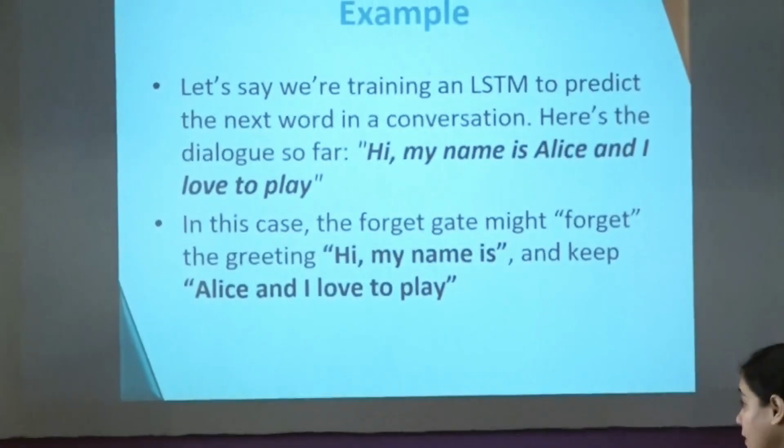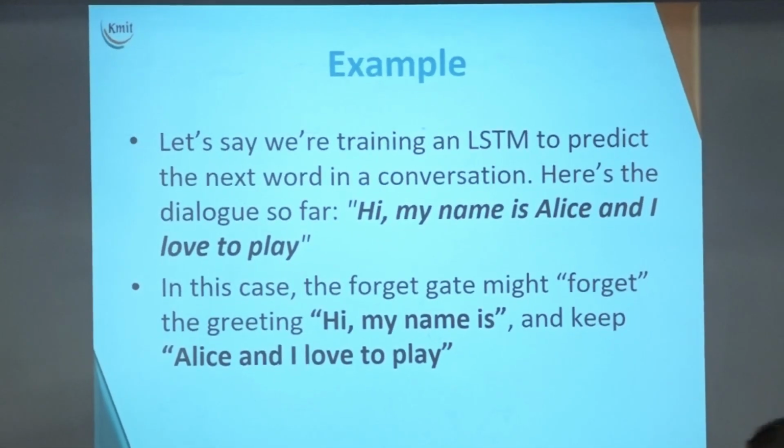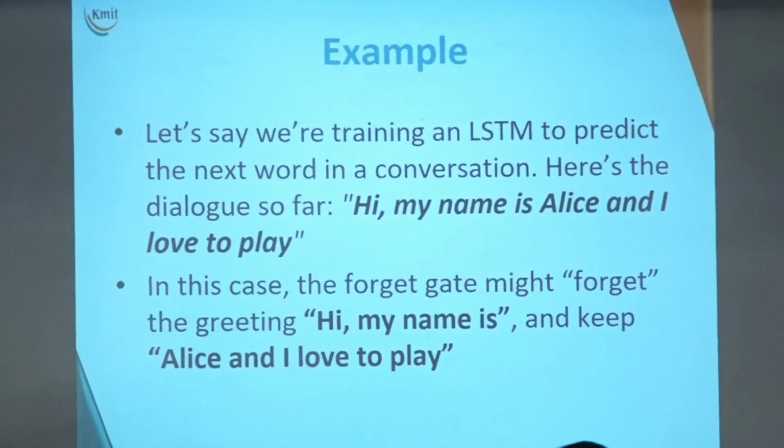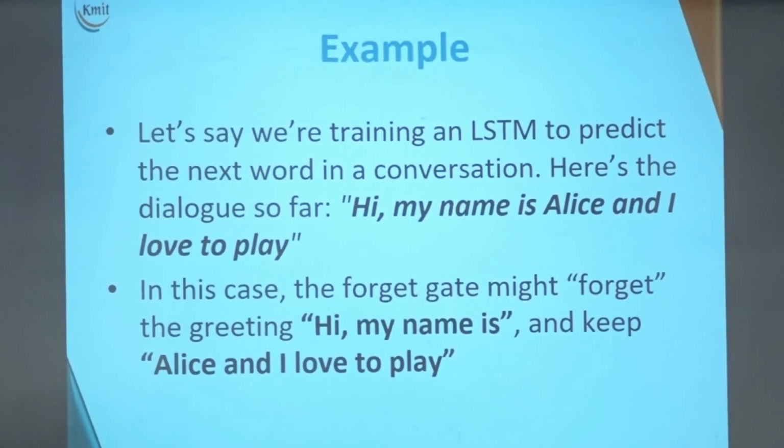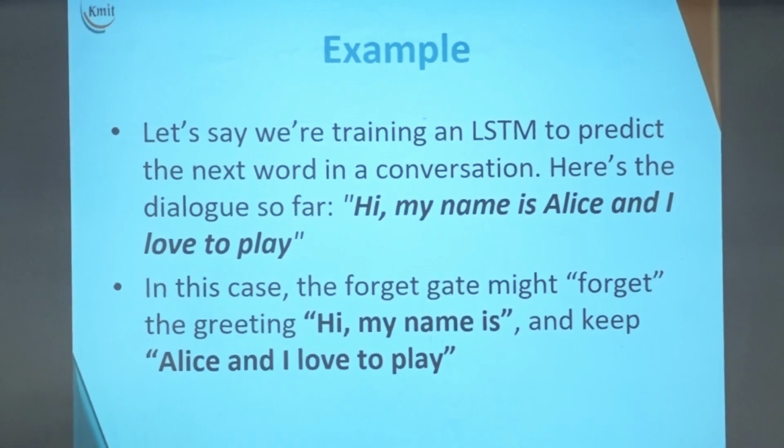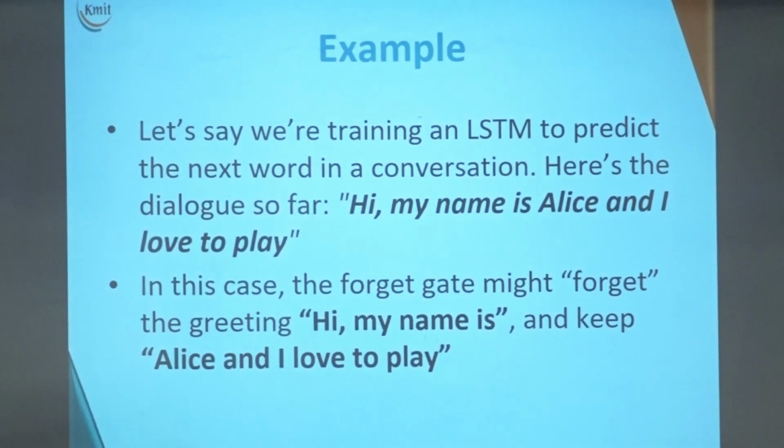For an example here, let us say we are training an LSTM for next word prediction, and the sentence is, hi, my name is Alice and I love to play. So hi, my name is, all these are insignificant, so a forget gate will forget all these things. But when it comes to Alice, it is the subject of your sentence, so it has to keep it. So for hi, ft will be 0. You have to forget it. For Alice, ft will be 1. You have to retain it.